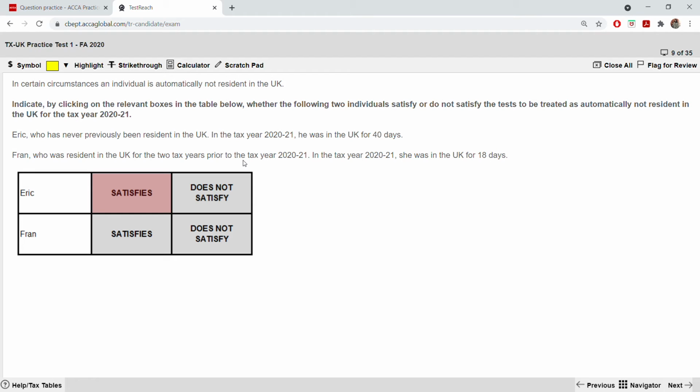Next, for friend, he does not satisfy the test. Why? Because he has been resident in UK during the previous 3 years. He said last 2 years, but that falls in the previous 3 years, and so he is not automatically not resident. To be automatically not resident, she must be in UK for less than 16 days, but she has been 18 days. So she is a resident.